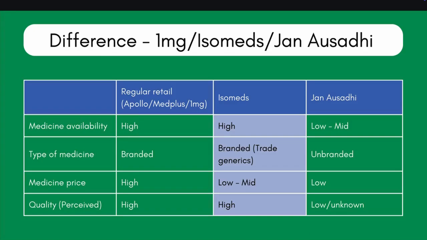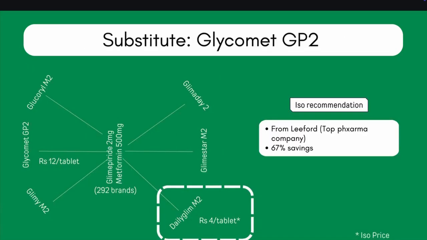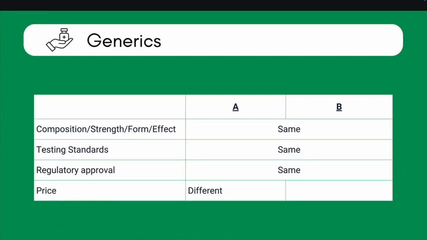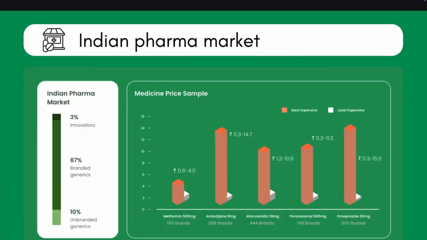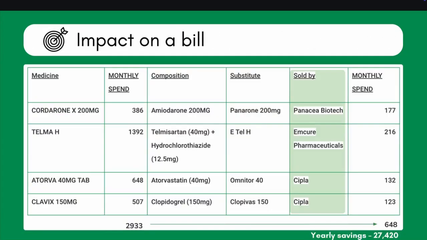So what's the difference between 1mg, Isomeds and Janaushadhi? It is basically the difference between branded generics, trade generics, and unbranded generics. Branded generics is basically Tata 1mg and Apollo Pharmacy, and trade generics is basically Isomeds. Unbranded generics is Generic Pharmacy and all these other government supplies.